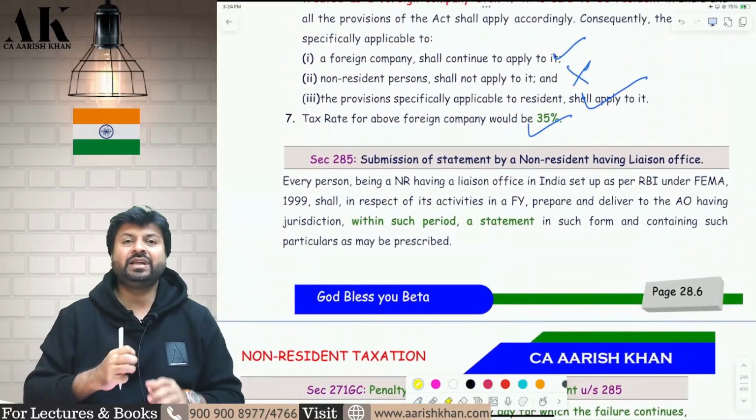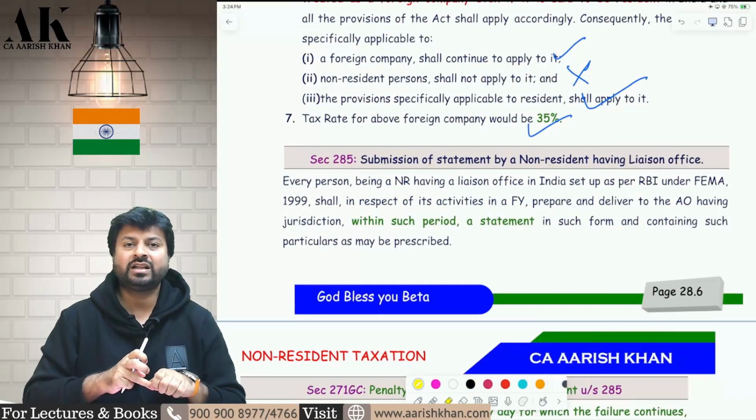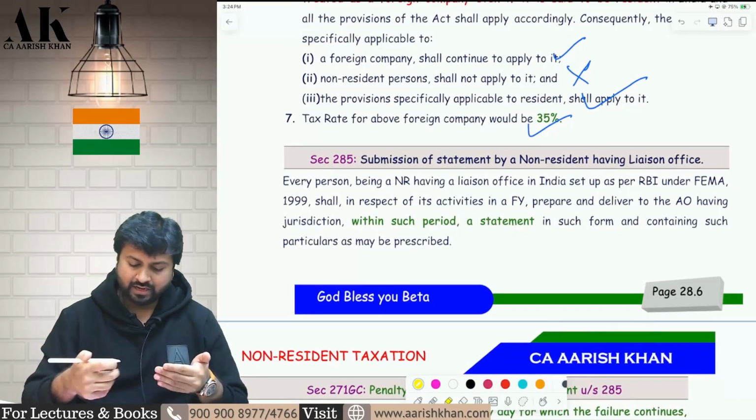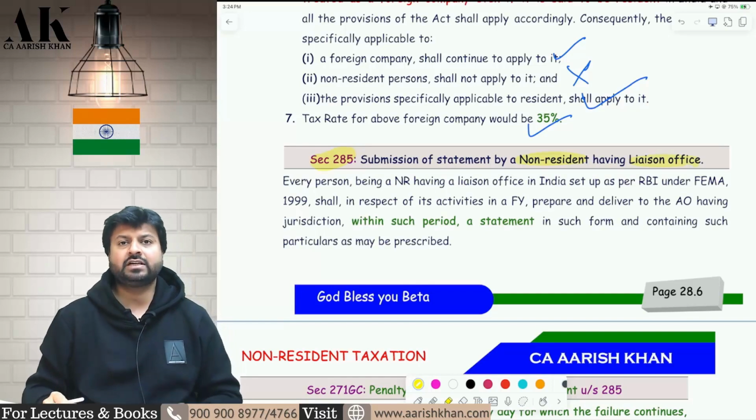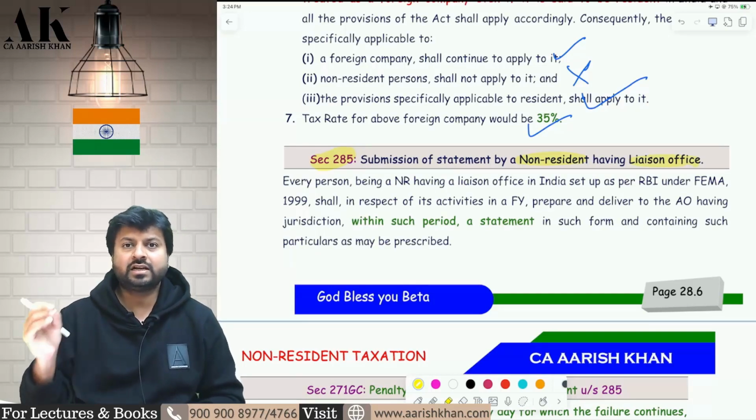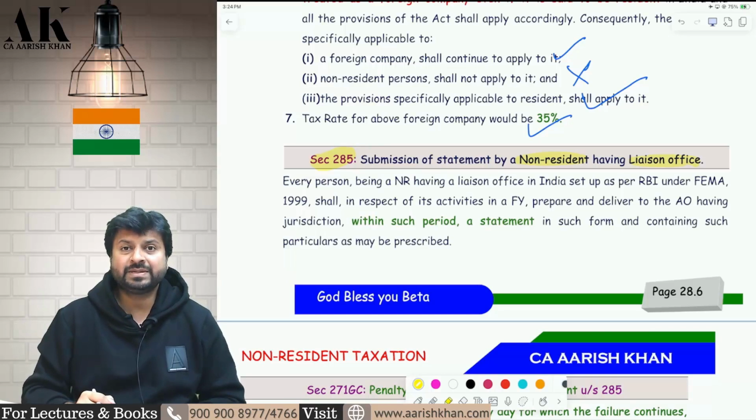This is where we complete the entire discussion of the residential status. Now there is a small issue under section 285 regarding submission of a statement by a non-resident having a license office in India. What is a license office? Generally, if a non-resident wants to start a business in India, they will open one small office in India to do some research and development, etc.